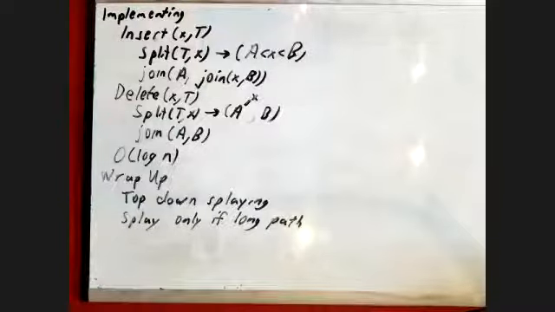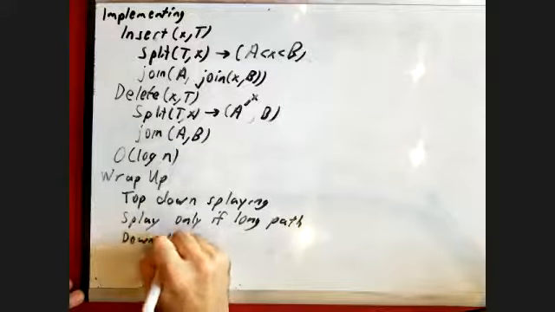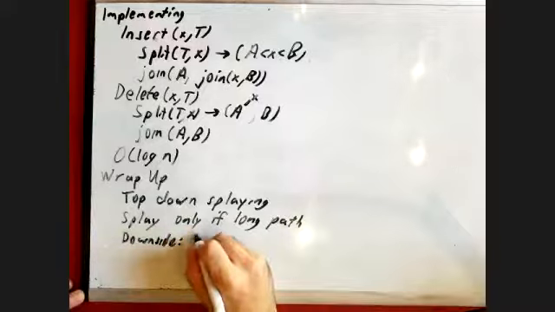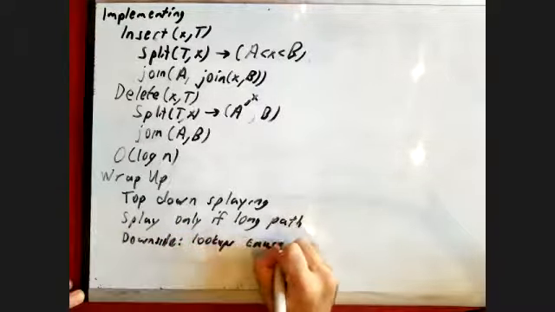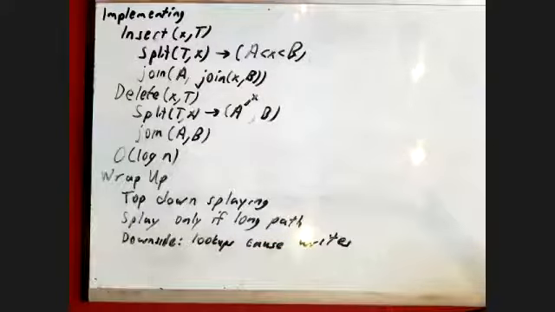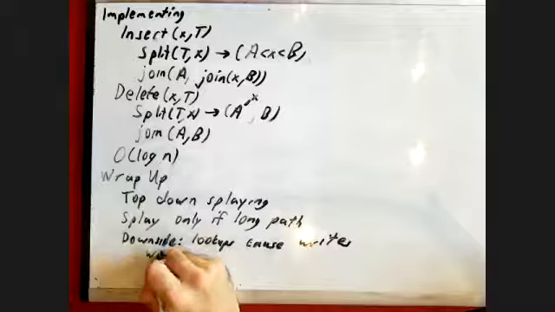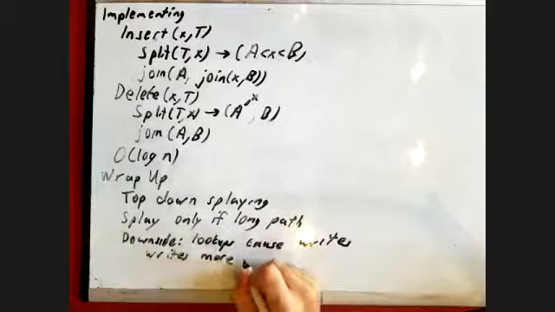So this has to do with the architecture of modern machines. A downside of splay trees is that lookups cause writes. Right? When I look for something in the splay tree, it causes me to change pointers in the splay tree. And in modern machines, writes are much more expensive than reads.